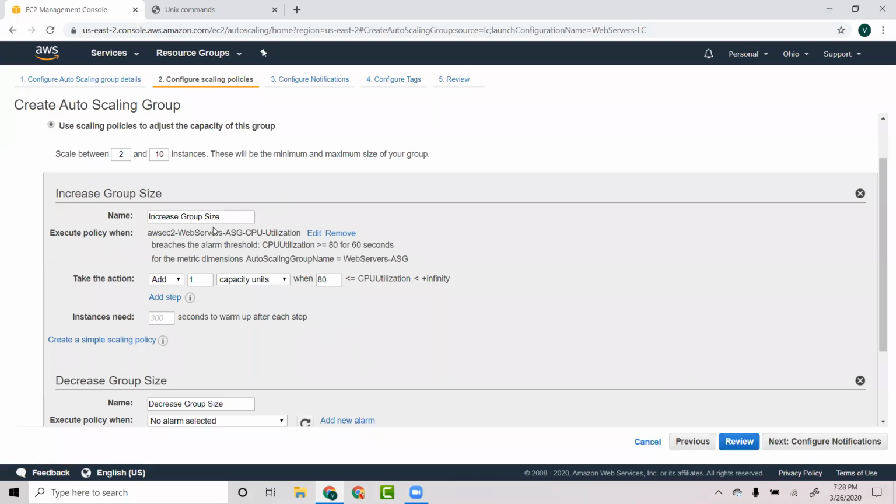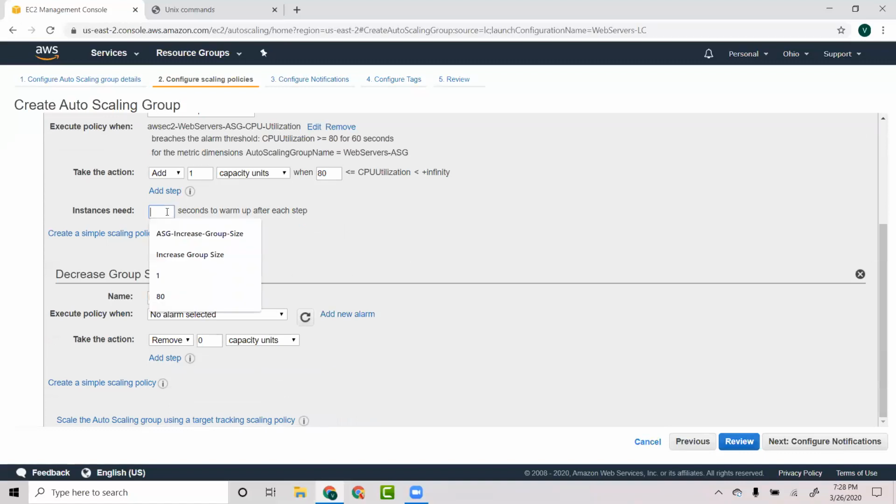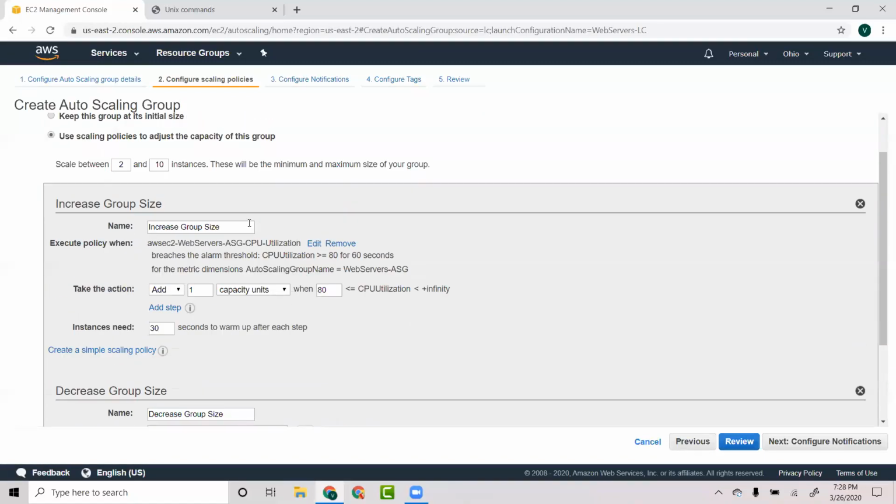So I want a new one to be created. If it goes more than 80%, then add 1 capacity unit. But this is still for that one instance, right? No, I created a brand new alarm. This is across all the instances that the auto scaling group creates. Let's say I want to give 30 seconds for an instance to warm up. This is scale up.